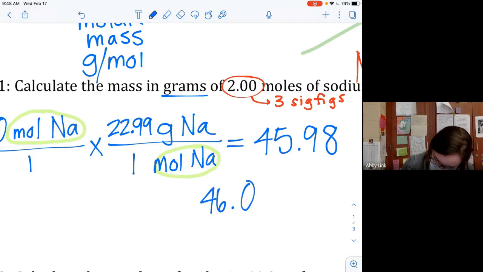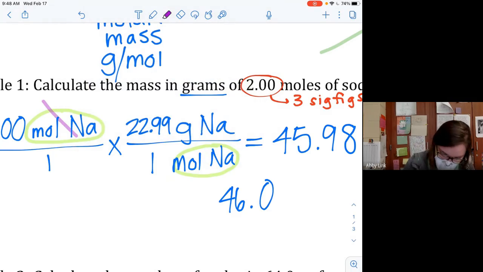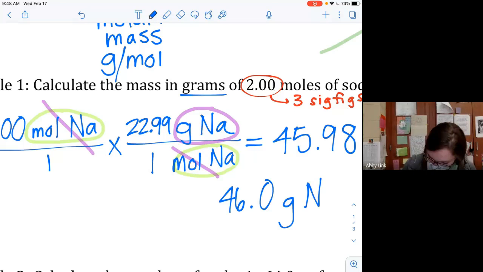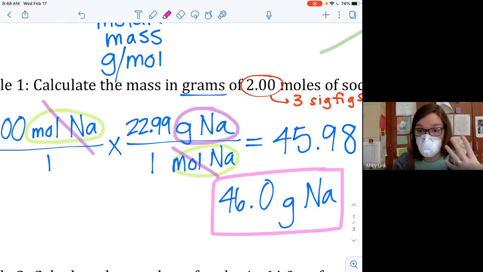And what is my unit going to be on my final answer? I've canceled out the moles and the moles, so the only unit that I'm left with is grams of Na. So that is my unit on my final answer. Make note of the fact that you must include the symbol for the element, right? Or the formula for the compound. You have to include that in your final answer. That's part of the unit. It's not complete without that Na there to signify that you've calculated this for sodium.